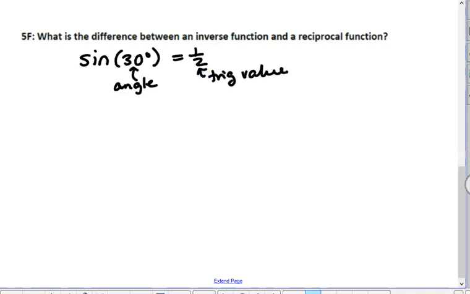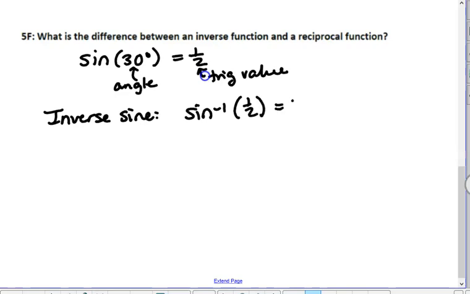So what changes when I do an inverse function? When I do inverse sine, I get an input that is a trig value and an output that is an angle. So these two switch places. Now the output is the angle and the input is the trig value.